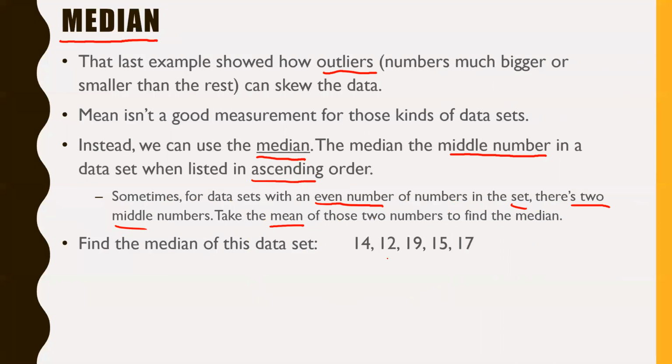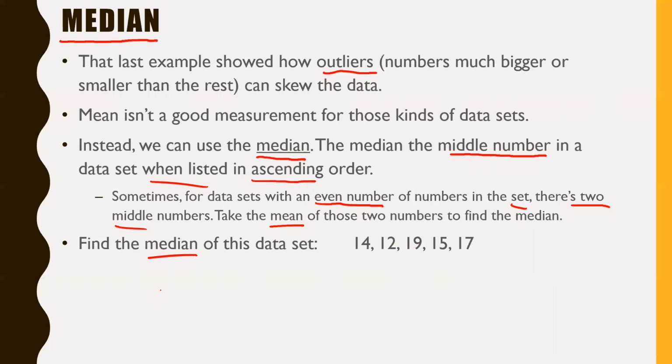Let's start with one where there's an odd number of numbers in the set, like this data set right here. Find the median of this data set. Now, a very common mistake that people make is they see their numbers and they go, oh, it's the middle number. I just got to circle the middle number and I'm done. But wait, you got to remember it has to be listed in ascending order. In other words, if you look at this list of numbers, it's right now not in a proper order. It's kind of just jumping all over the place. We have to take this number set and order them from least to greatest.